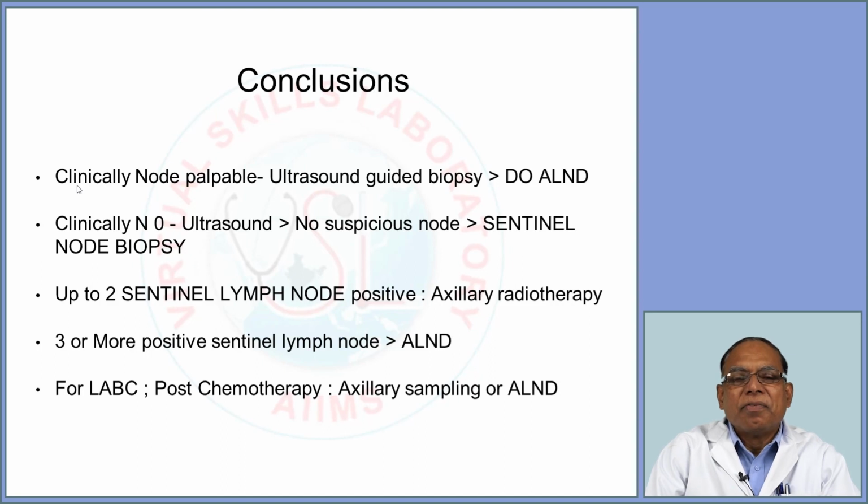In patients where histological examination of sentinel nodes reveals presence of macrometastasis in up to 2 sentinel lymph nodes, axillary radiotherapy can be offered as a viable option to full axillary dissection. Where we find 3 or more sentinel nodes positive revealing macrometastasis, perhaps axillary lymph node dissection is the best therapeutic option based on current evidence.